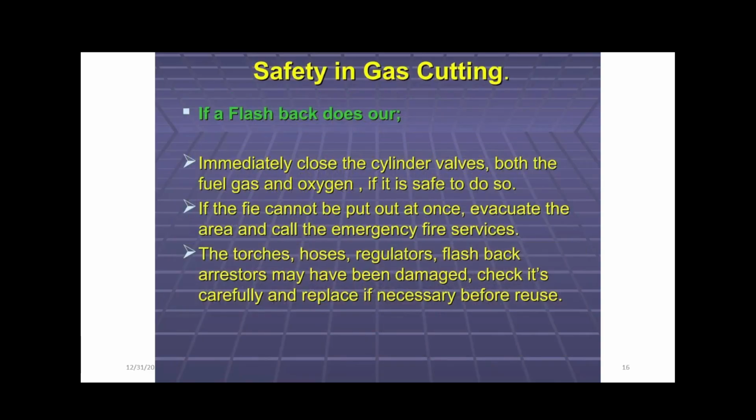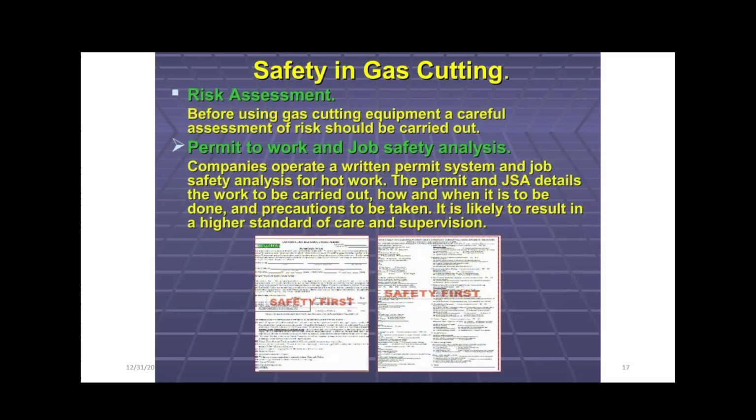If a flashback does occur, immediately close the cylinder valves, both the fuel gas and oxygen, if it is safe to do so. Please take note of this. If the fire cannot be put out at once, evacuate the area and call the emergency fire services. The torches, the hose, the regulators and the flashback arrestors may have been damaged. Check them carefully and replace if necessary before reuse.